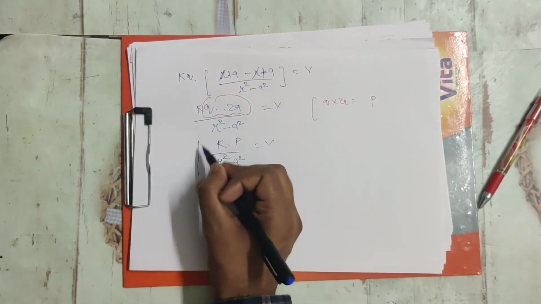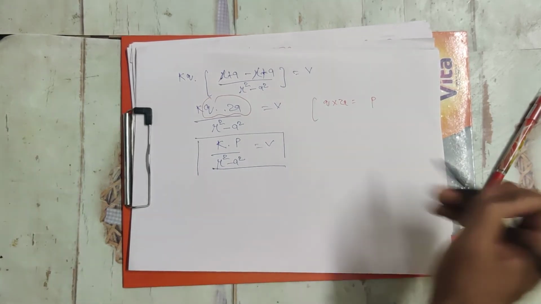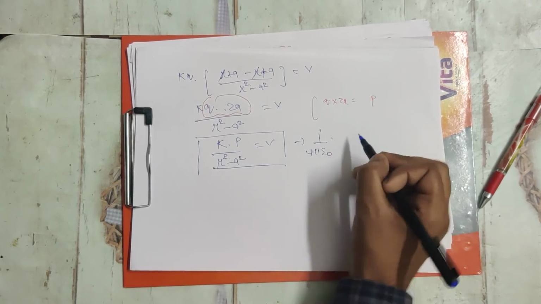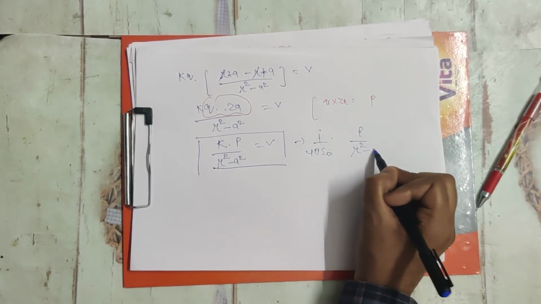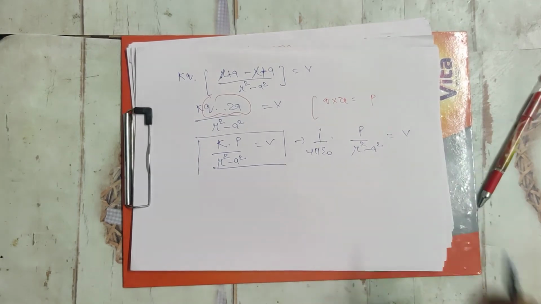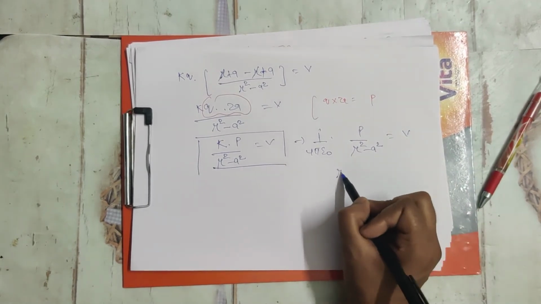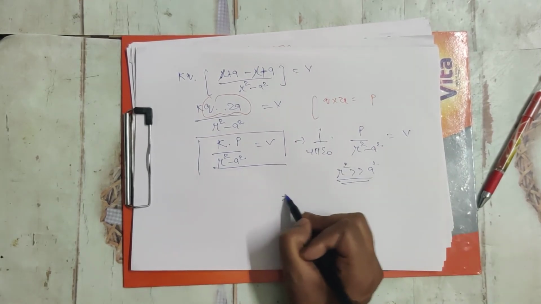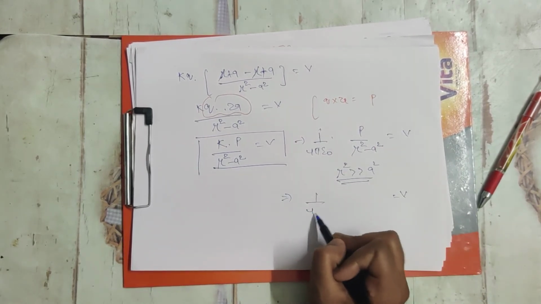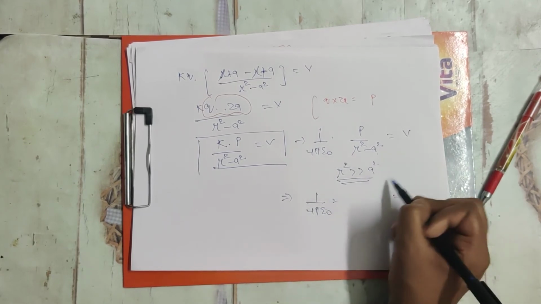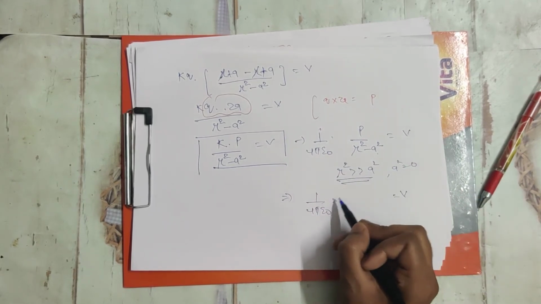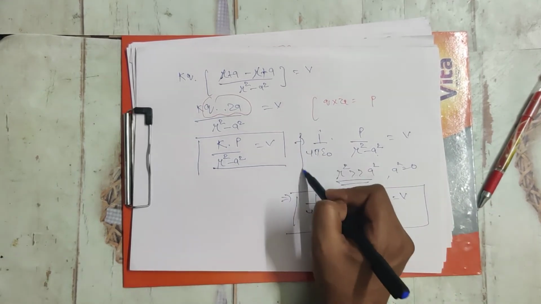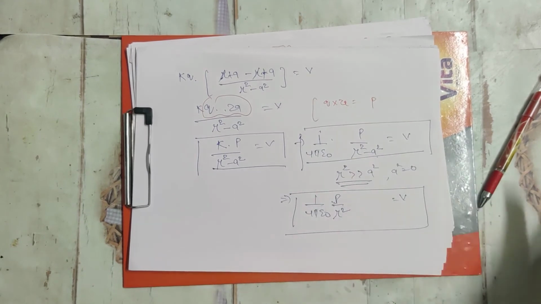That is the result that you have written like this in your books. K, you all know, is 1 by 4 pi epsilon naught, into P over R square minus A square, would be the electric potential. And for the second case, if R is very much greater than A, or R square is greater than A square, the potential would be 1 by 4 pi epsilon naught, and A would be 0, so it would be P over R square. This is the electric potential due to the dipole. You have to learn these two formulas.